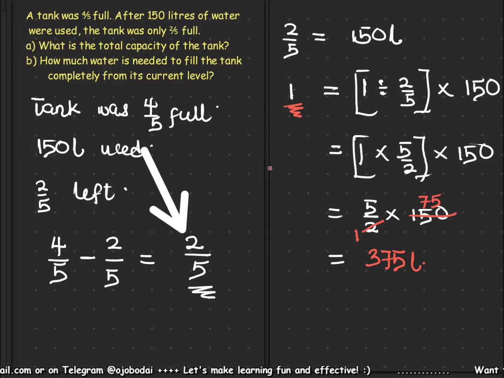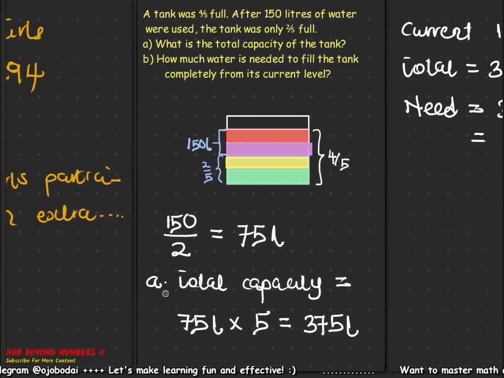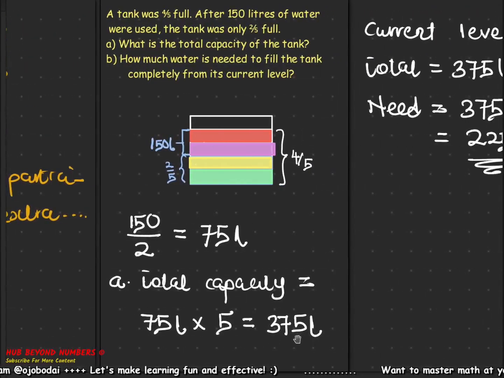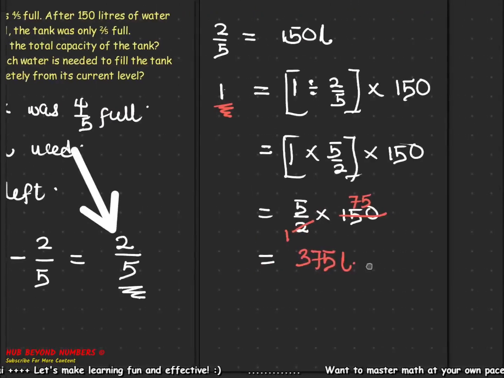So it means the whole tank when full, or the total capacity of the tank, is 375. Just as we solved in the previous one. I'm going to skip to that one so we see. So this is what we did for the previous one. Total capacity 375. Any of the methods work, and it's up to you to choose.